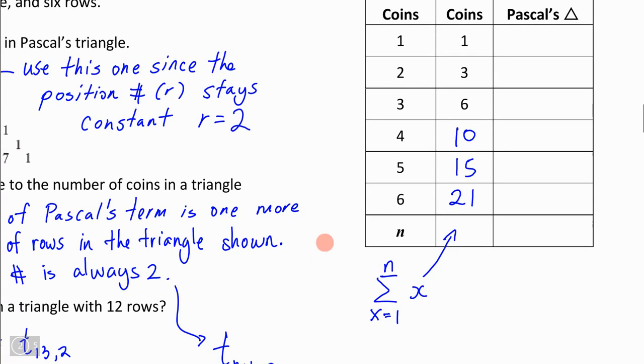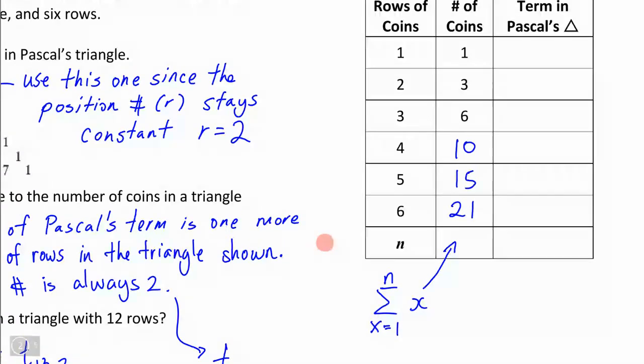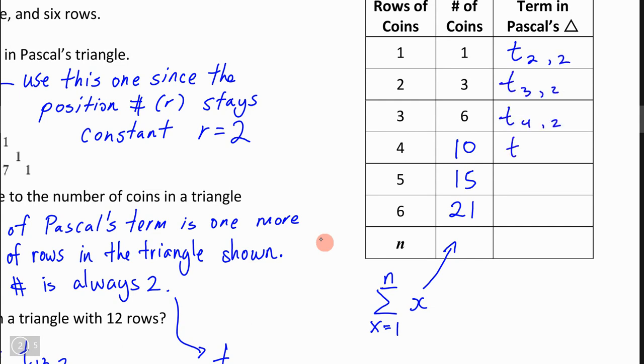Okay, so how do I express this to determine Pascal's triangle? Well, this is going to be, again, rows of coins. If it's 1 row in the triangle, it's going to be row 2 in Pascal's triangle, t of 2, 2. Here I have t of 3, 2, 4 of 2, 5 of 2, 6 of 2, 7 of 2, and then n plus 1 of 2.